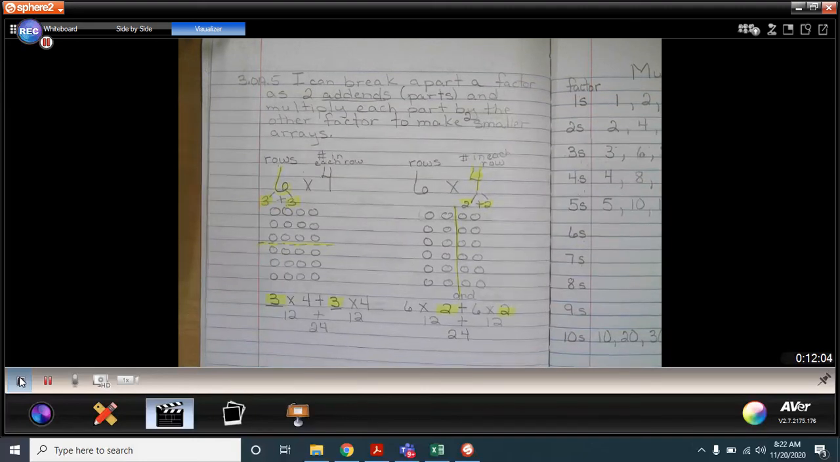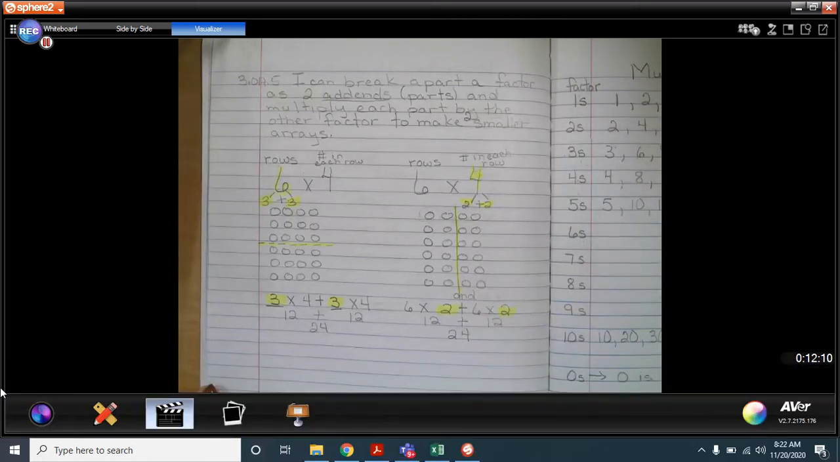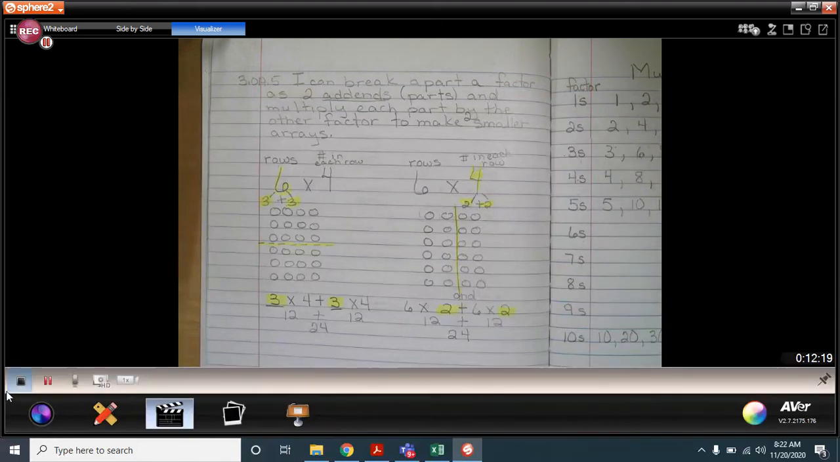If you need to pause at any point, please go ahead and do so. That way you can rewind these and come back to them later if you need to. Or if I'm moving a little too fast, you can also see these.